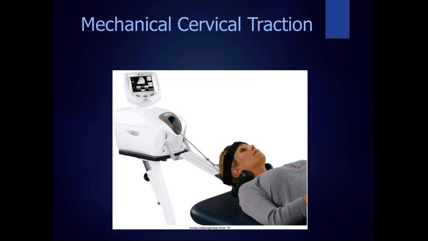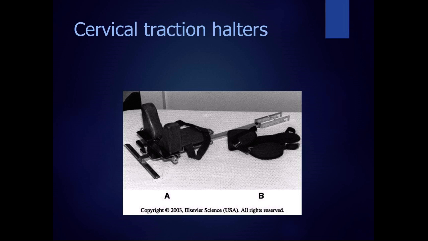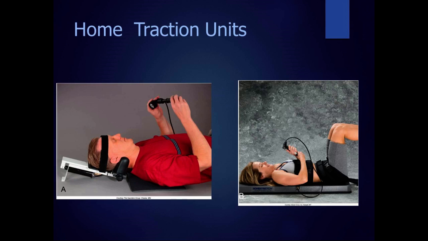Mechanical cervical traction: there's a unit that supports your neck and kind of goes underneath your mastoid processes, and the traction device attaches to it. This is what the halter looks like, and we'll practice with those in lab.